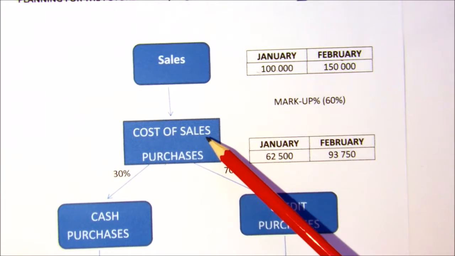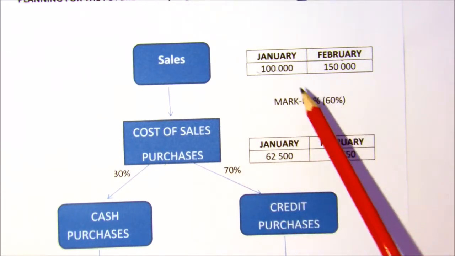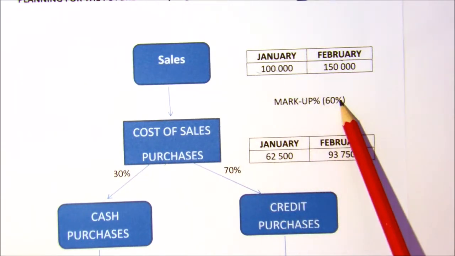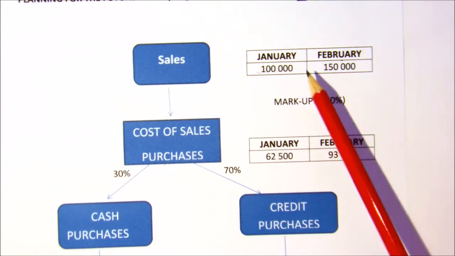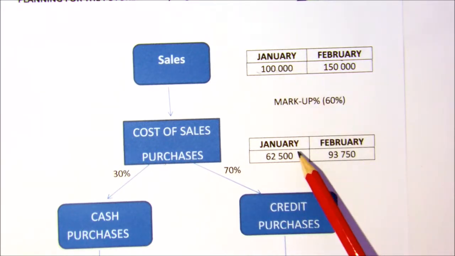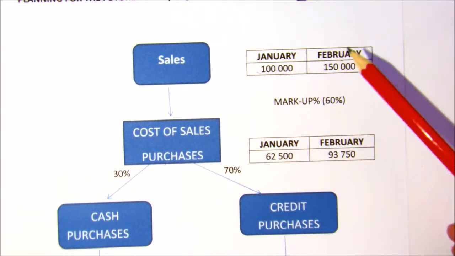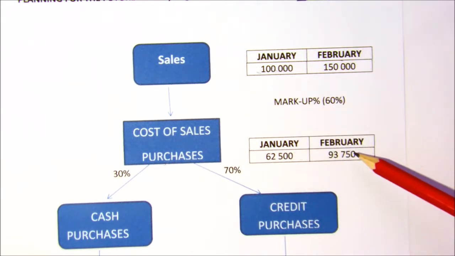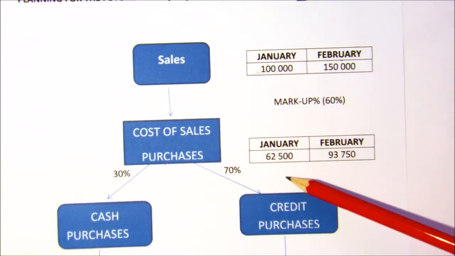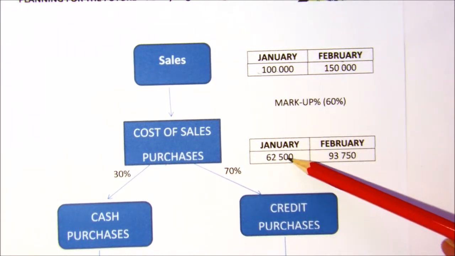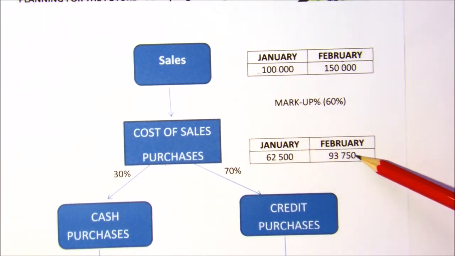Now, using your markup percentage, and I've used 60% in this example, you need to then calculate your cost of sales. So you've got your sales, use your markup, and you get your cost of sales. So what that's telling me is that in January, I've got to buy 62,500 Rand worth of goods, and in February, 93,750 to replace what I've sold.